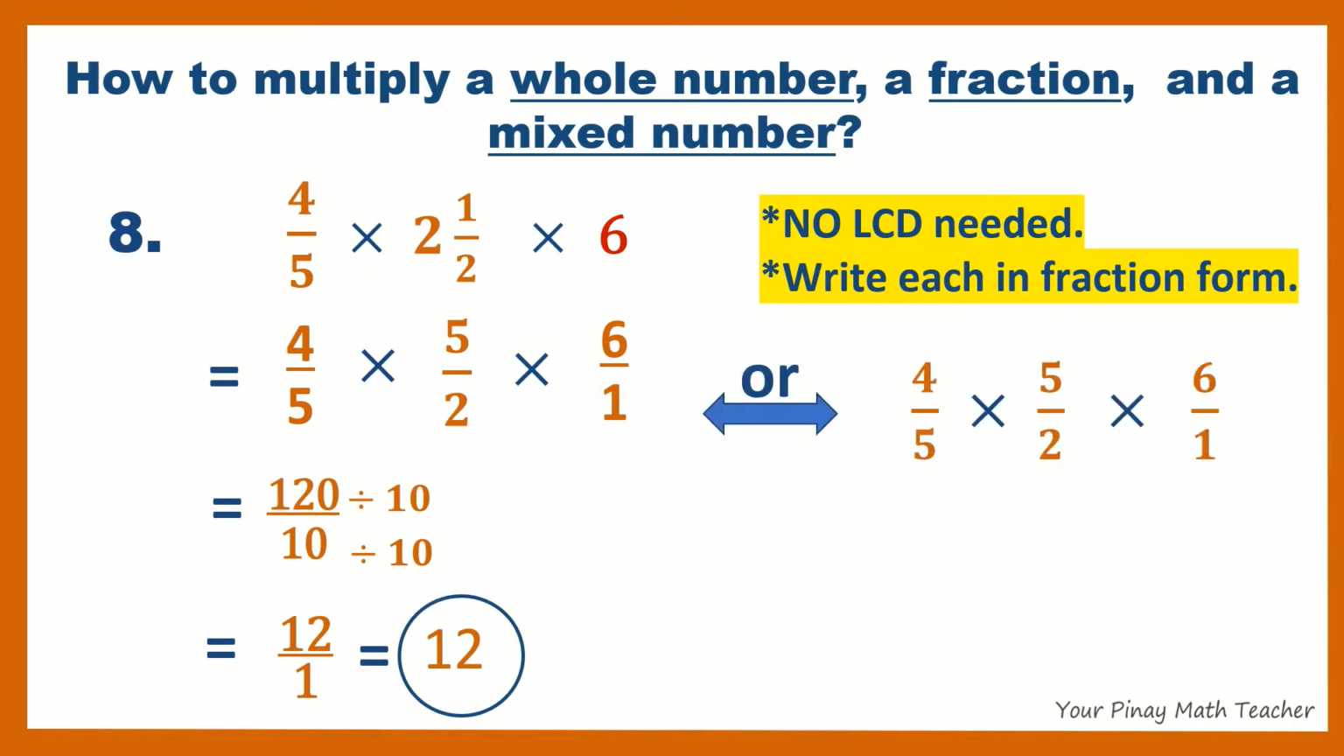Using method 2, we reduce first a numerator and a denominator, like 4 and 2 by 2. So we have 2 and 1. Then 5 and 5 by 5. So we have 1 and 1. Then multiplying the numerators and multiplying the denominators, we get 12 over 1, or simply 12.